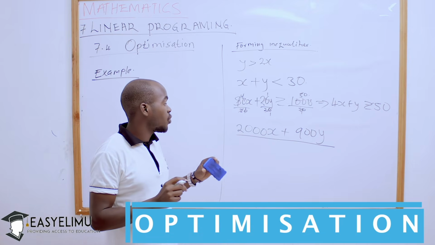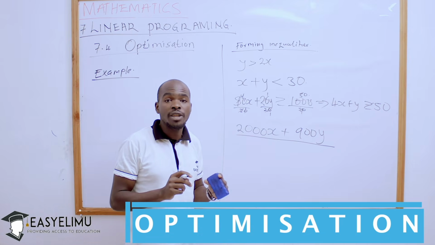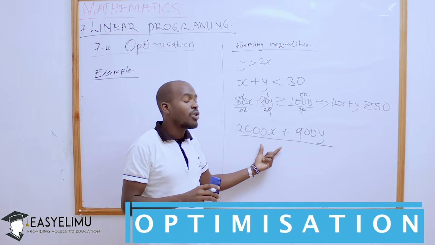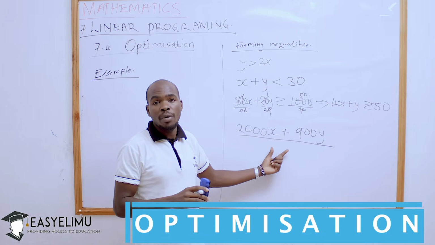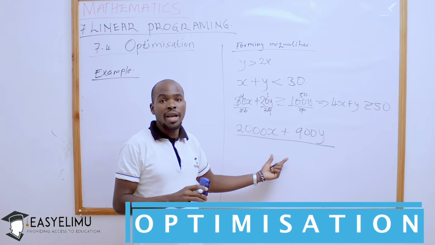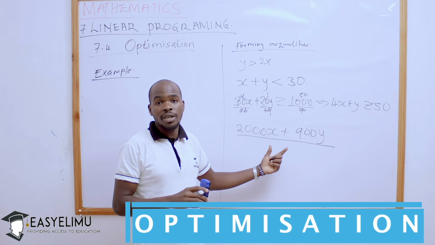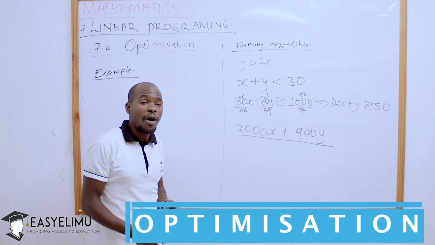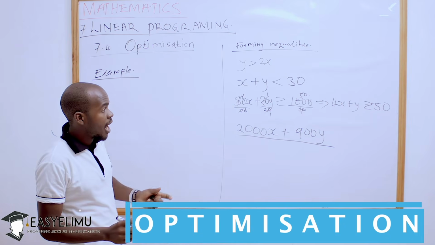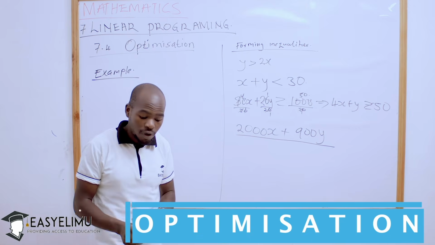And in mathematics, we refer to this one as the objective function because it is the one which will lead us to find the maximum expenditure that the contractor will make and also the minimum expenditure the contractor will make. From this, we can detect. So let's solve our problem here. Having formed the inequalities, we can now solve.